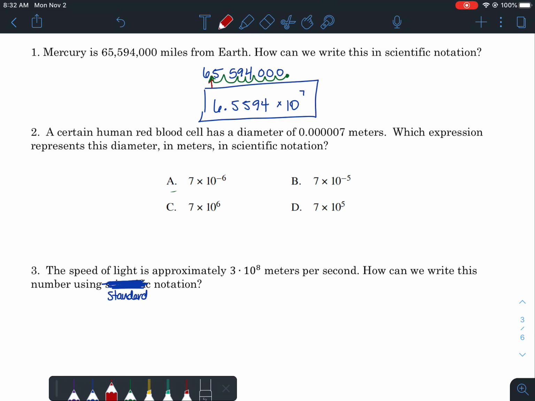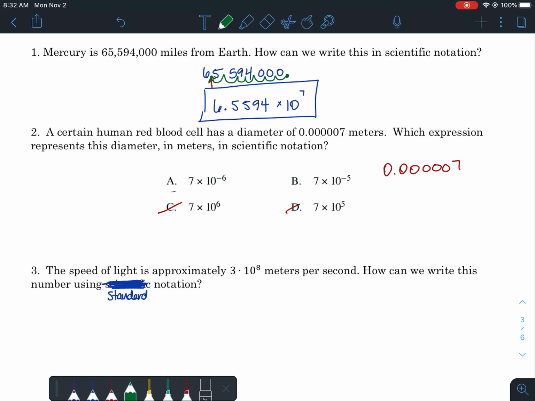Okay, number 2. A certain human red blood cell has a diameter of 0.000007 meters. Which expression represents the diameter in meters in scientific notation? Right away, we can get rid of C and D. The reason we can get rid of C and D is because they have positive exponents, and only negative exponents are really, really small numbers. So let's take a closer look at our number. So we have 5 zeros, 7. A lot of people might choose B because of the 5 zeros, but that is not necessarily true.